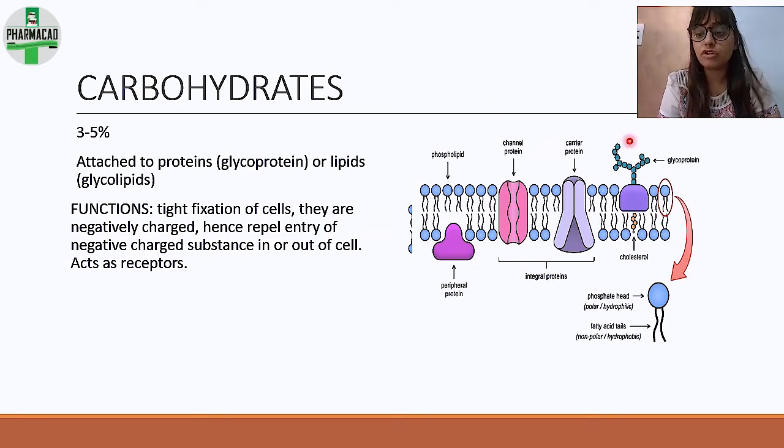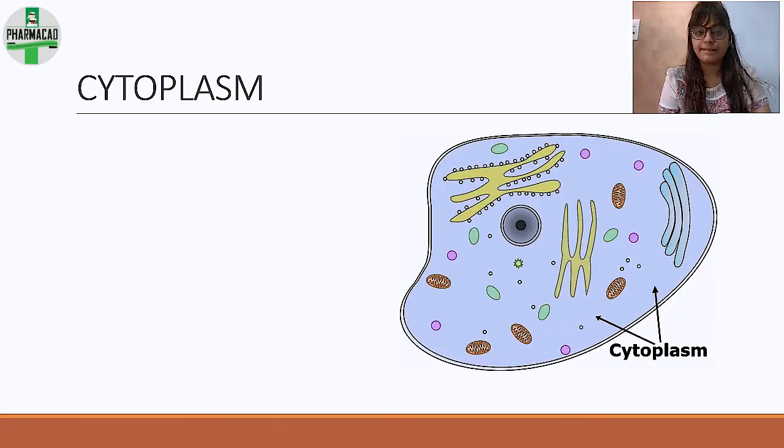You see this structure, it is in a way suitable for something to sit upon it and that to act as a receptor. Yes, so this is all about plasma membrane. Now we move on to the second part, that is the cytoplasm. The light blue part which you can see.